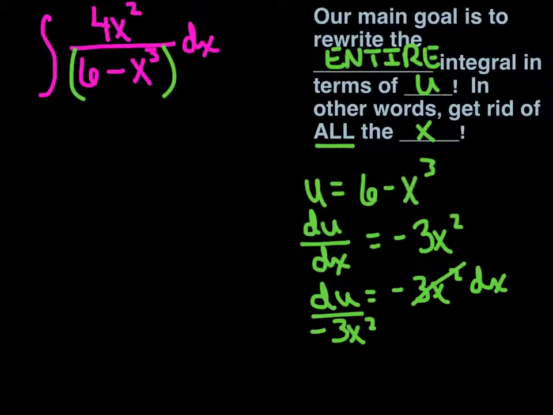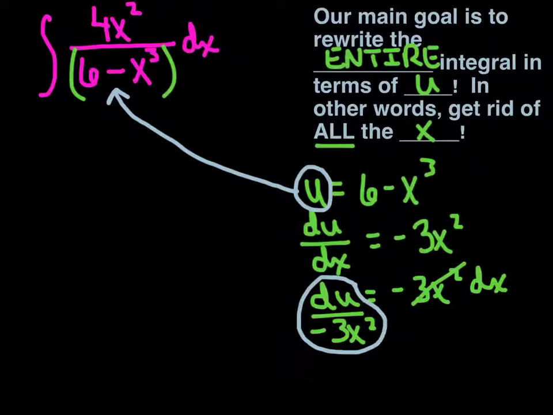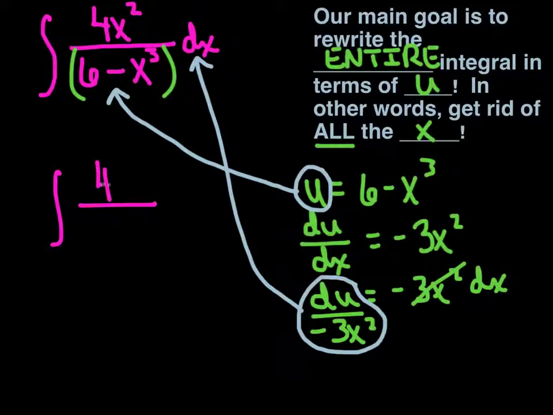Now it's time to make all my substitutions. Here's what's happening. I'm going to substitute the u in for the denominator, and then I'm going to substitute du over negative 3x squared in for my dx. Here's what it'll look like once I make that substitution. I still have 4x squared as my numerator. My denominator now is just u, and where I had the dx, I'm now going to put du over negative 3x squared. A lot of times the most challenging part is just getting the right coefficient and staying organized. The greatest thing happening here is that those x squareds cancel out.